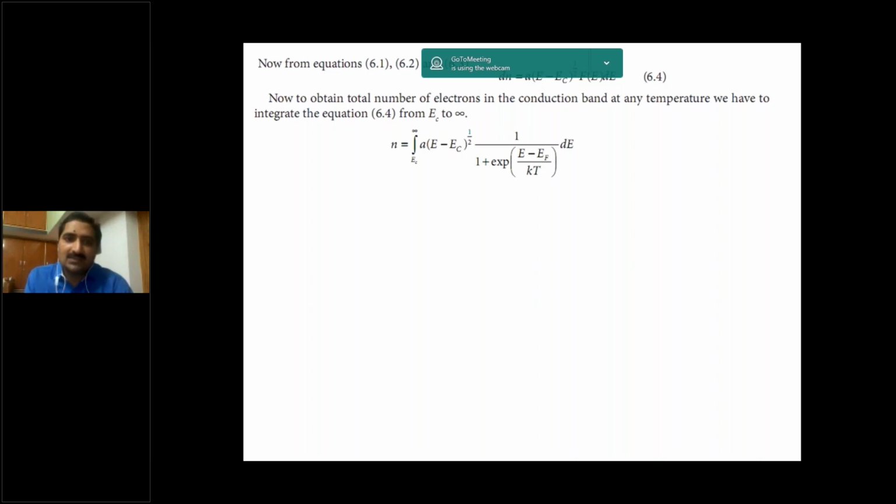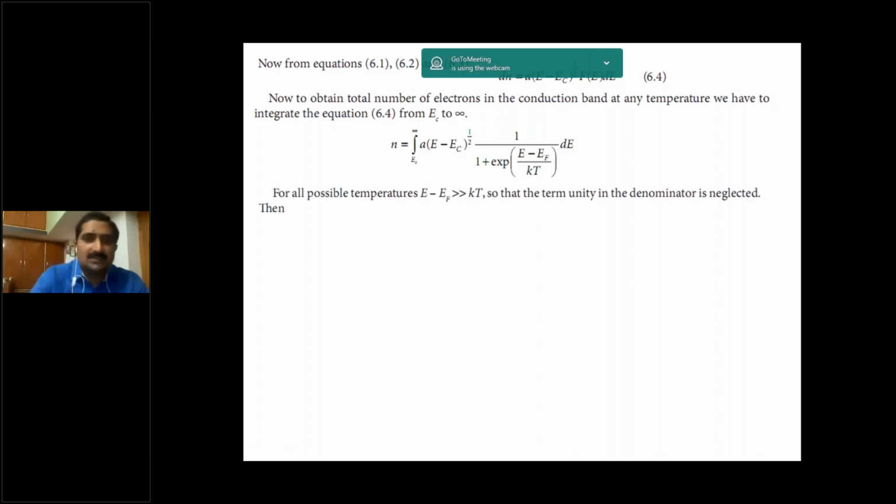So here A is constant, EC is constant, E is variable. EC is the lowest conduction band energy. So for all possible temperatures, that means in the exponential term, E minus EF is very much greater than KT. So the term unity in the denominator is neglected. So the above equation can be written like this.